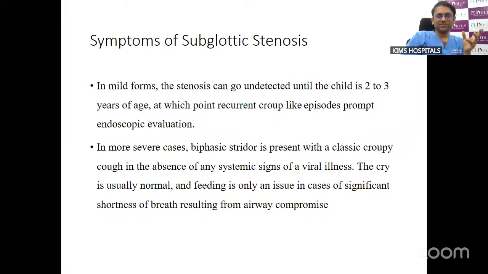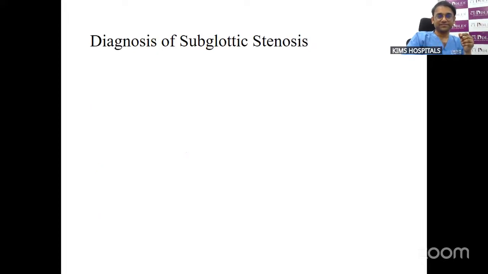The mild form of stenosis may not be detected until 2 to 3 years of age. You might have seen babies who come at 2 to 3 years of age with repeated croup-like episodes after respiratory symptoms. If there is persistent symptomatology when you work up for an upper airway anomaly, then we find subglottic stenosis. In more severe cases, biphasic stridor can present immediately after birth in the form of a classic croup. The cough will be there, but there won't be any signs of viral illness. The cry is usually normal because it is not a glottic problem, only the stridor will be there. And feeding is an issue because the babies will have shortness of breath because of the airway compromise.